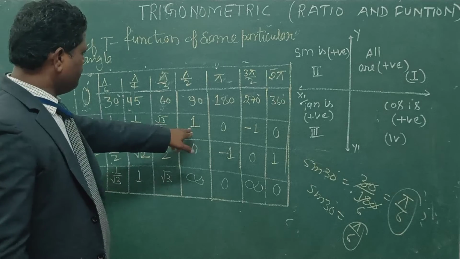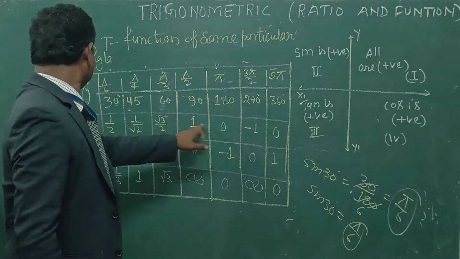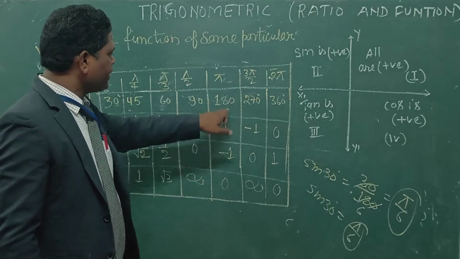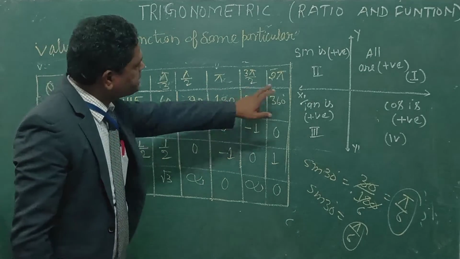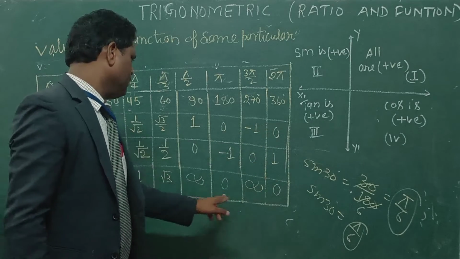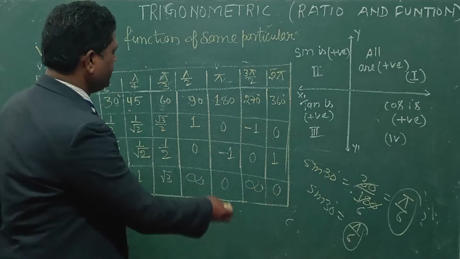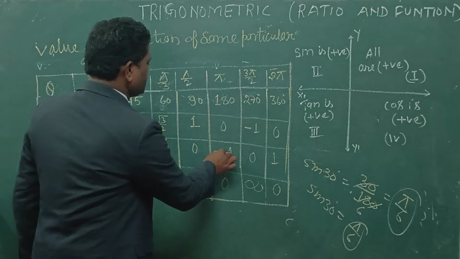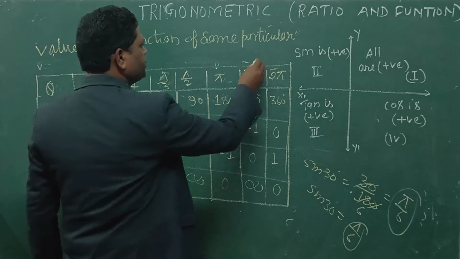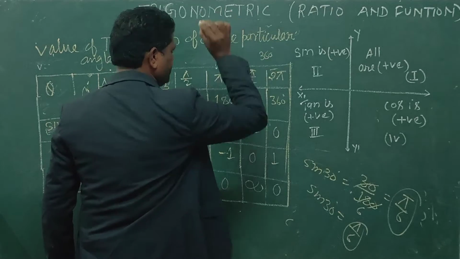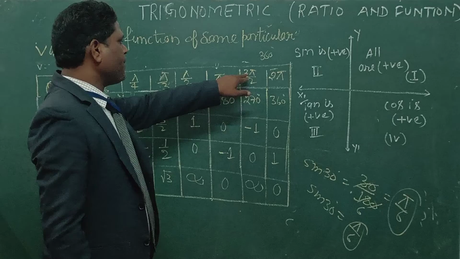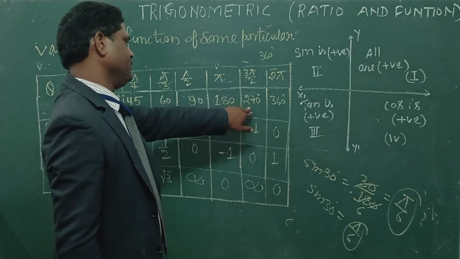After that, sin pi, which is 180, is 0, and 2 pi is the same. The values are 0, 0, minus 1 and 1, 0 and 0. Minus 1 changes into plus sign. 2 pi means 360 degree. 3 pi by 2 means 270 degree.